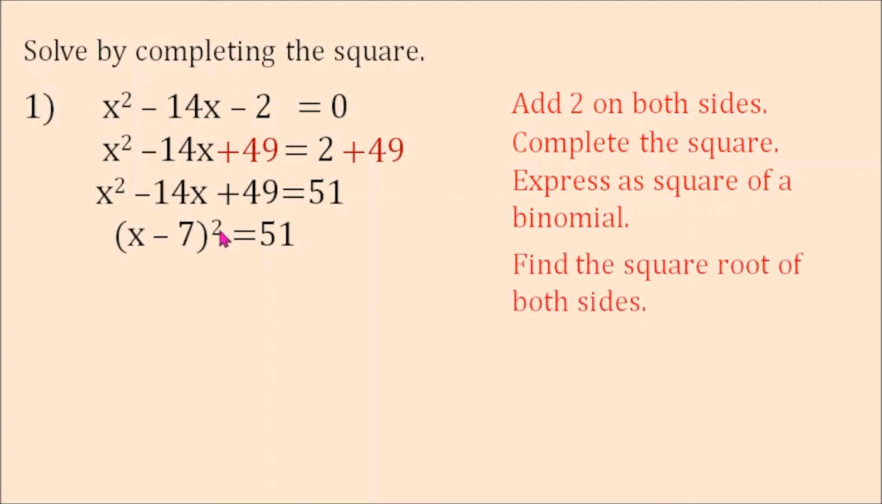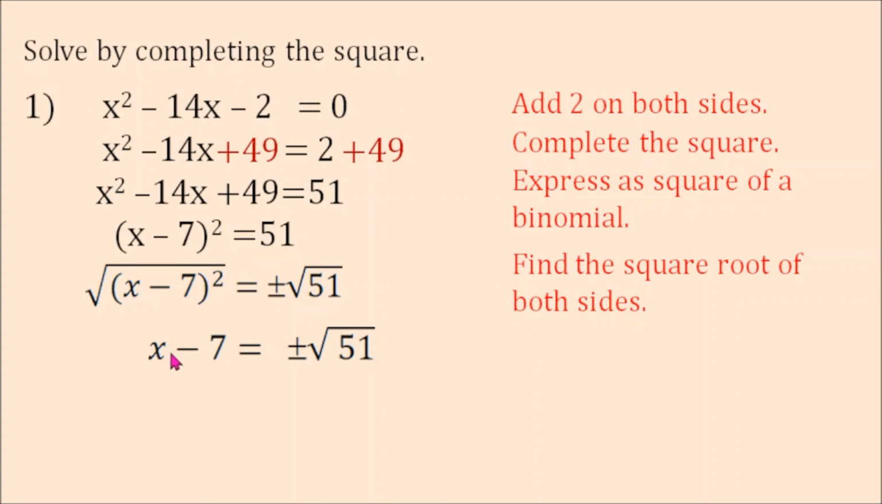Now, to get rid of this square here, we find the square root of both sides. So we have square root of the quantity x minus 7 squared equals the positive and negative square root of 51. Now, the left-hand side of the equation becomes x minus 7 equals the right-hand side, plus and minus square root of 51. Since we are solving for x, meaning to say we will isolate x, so we are going to add 7 on both sides. So it becomes x equals 7 plus and minus square root of 51.